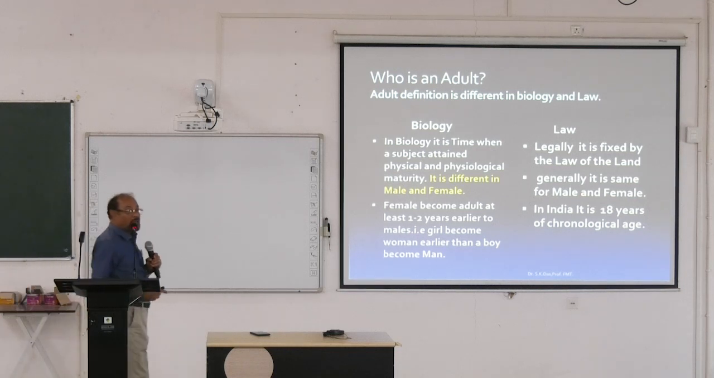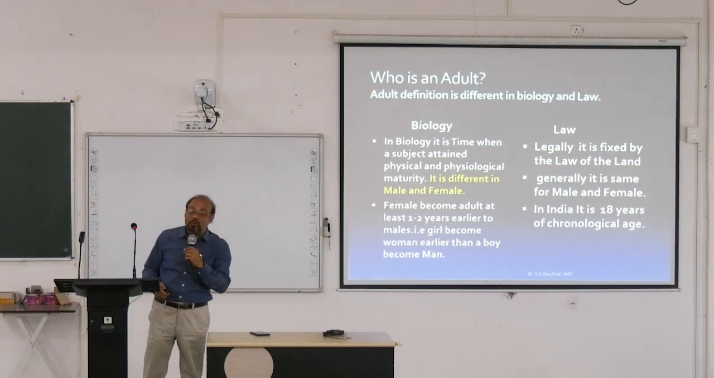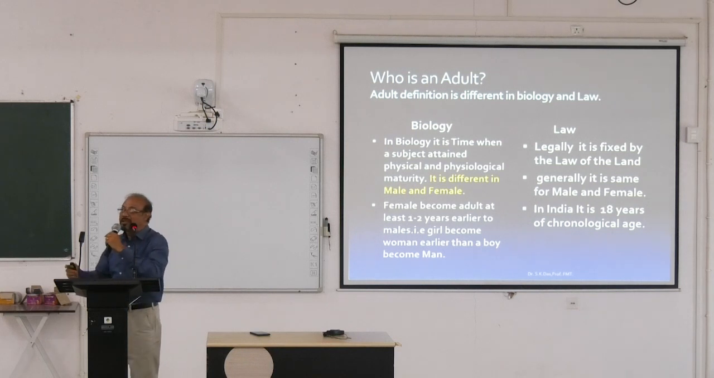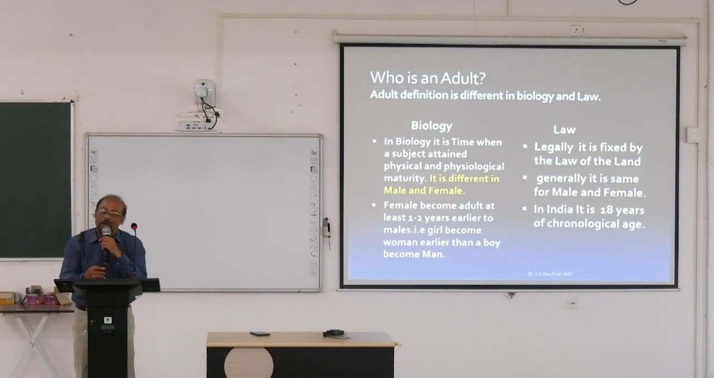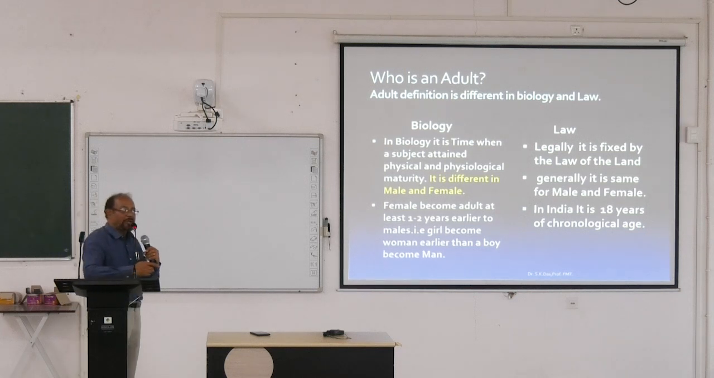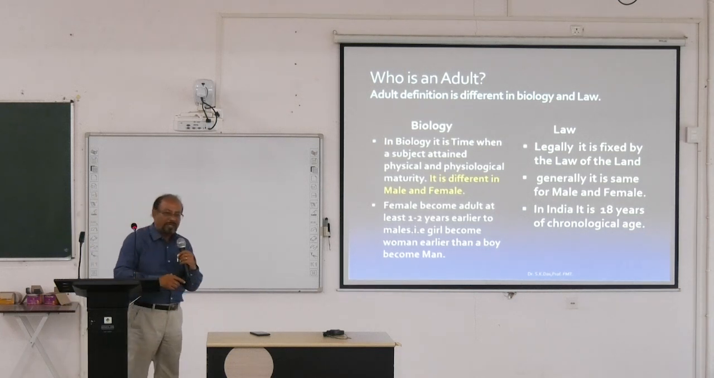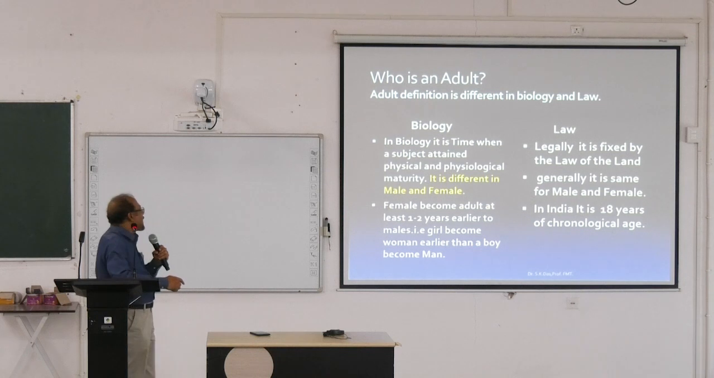Because the girls are at least 1 to 2 years ahead of the boys. This concept is absolutely wrong. I told the judges also: you think the girls are adult at 18 years and the boys also adult at 18 years. How can that be? Because maturity comes to the girls much earlier, at least 1 to 2 years earlier. They cannot be the same at the same age. So these perceptions, particularly in the law, sometimes have big problems also.